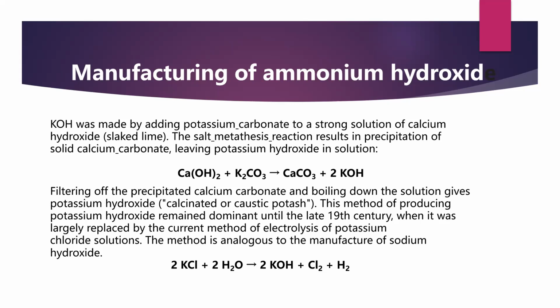This method of producing potassium hydroxide remained dominant until the late 19th century, when it was largely replaced by the current method of electrolysis of potassium chloride solution. This method is analogous to manufacture of sodium hydroxide.